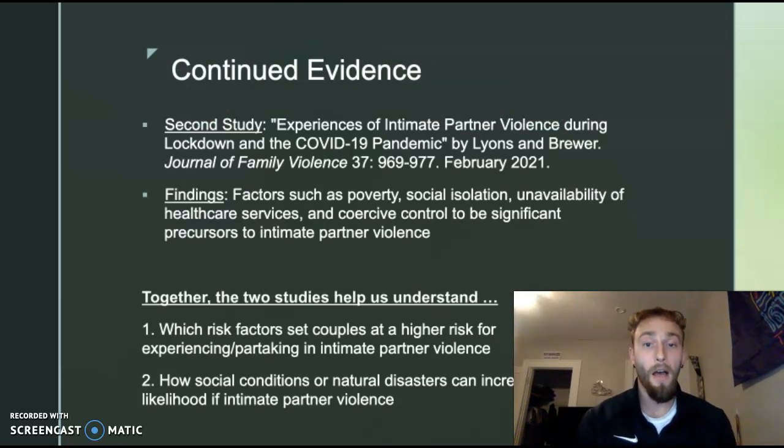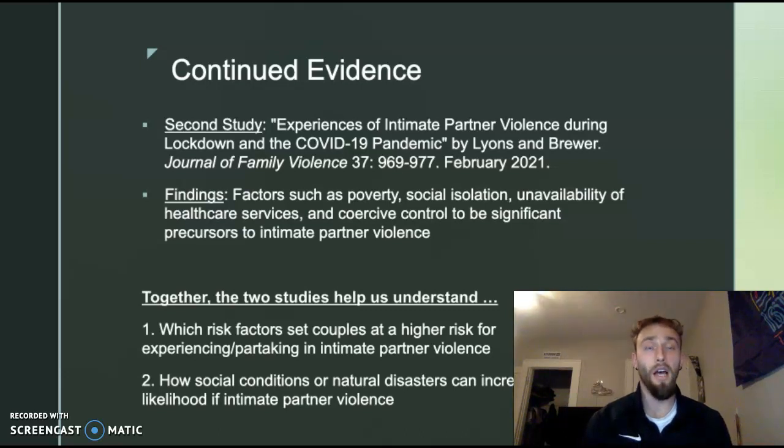To continue, I found a second study in relation to the first study that is titled Experiences of Intimate Partner Violence During the Lockdown of the COVID-19 Pandemic by Lyons and Brewer, and this is found in the Journal of Family Violence, published in February of 2021. Basically, the findings of the study are that factors such as poverty, social isolation, unavailability of healthcare services, and coercive control were all found to be significant precursors to intimate partner violence.